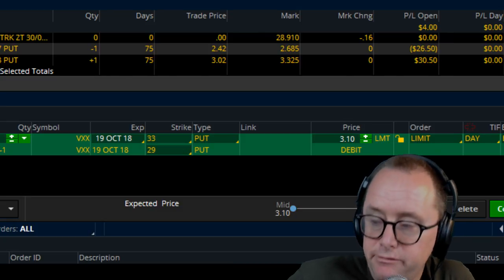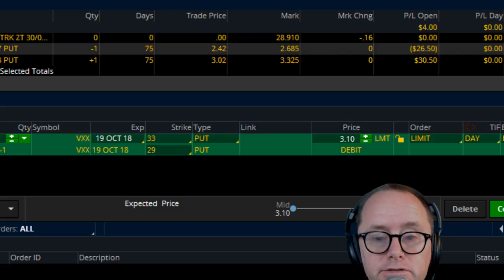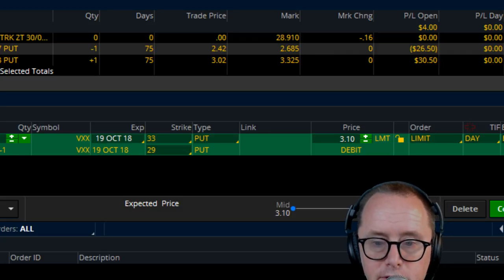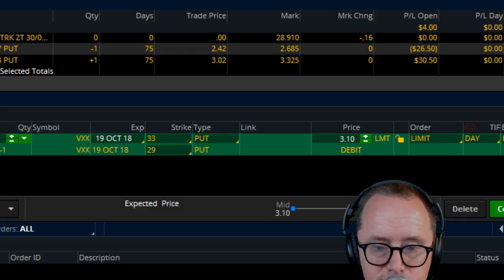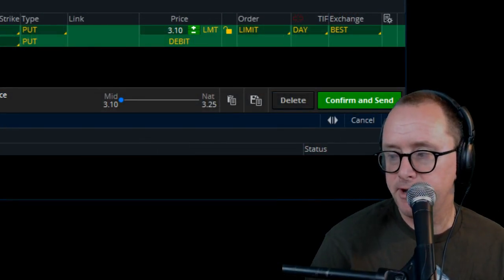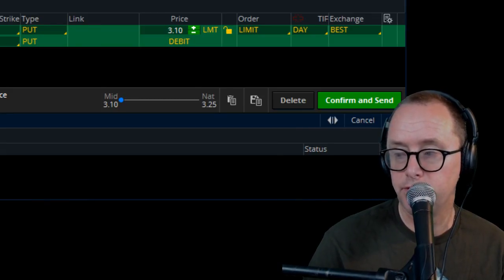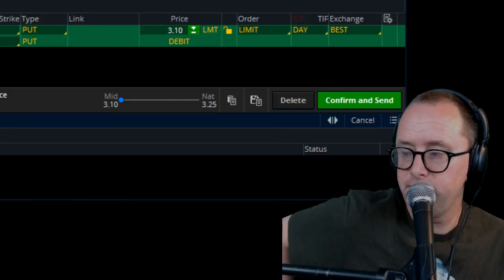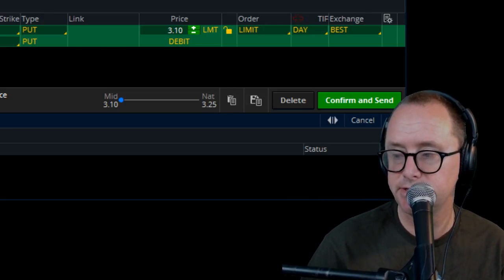So what does that mean for us? That means each time we do the spread, it's going to cost us $310 plus commissions, first of all. If we pay $3.10 for this spread, the most it's worth is $4, because there's $4 between the strikes. So the most we can make on the spread is 90 cents. You see where I'm getting that? $4 minus $3.10 is 90 cents.